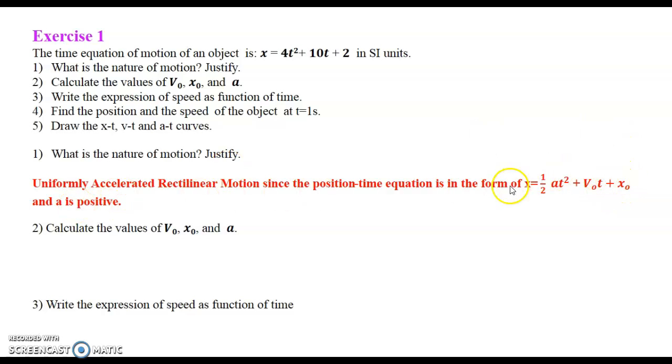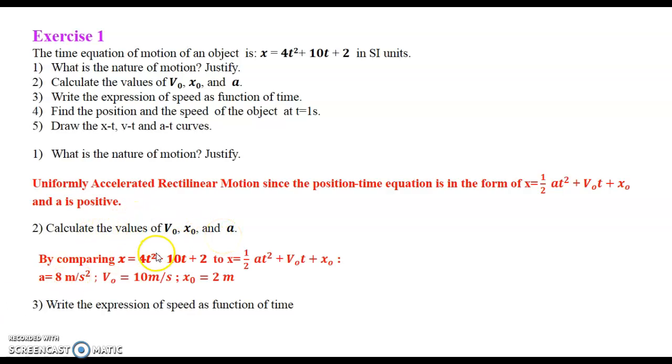It's not enough to mention this one because this is true also for UDRM. So here you have to mention also that a is positive. That's why it's accelerated. If it was negative, then it would be decelerated. Calculate the values v naught, x naught, and a by comparing x equals 4t squared plus 10t plus 2 to x equals half a t squared plus v naught t plus x naught.